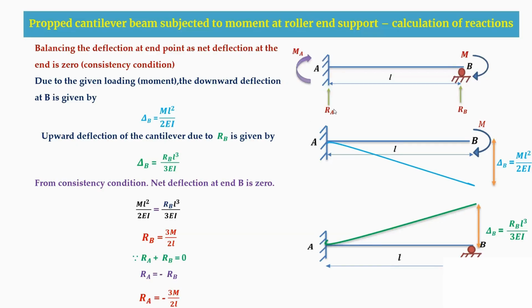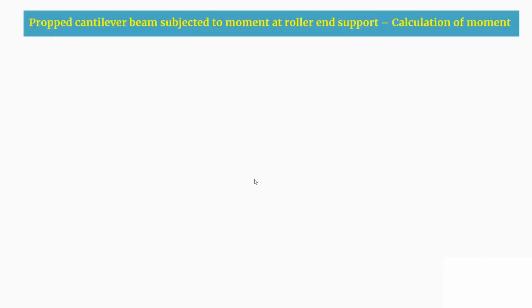Here I'm just representing RA in the same way, upward only. I'm just making RA a negative value. So I'm taking the same sign convention, but I'm taking the RA magnitude to be negative. In the next slide, we are going to calculate the moment.